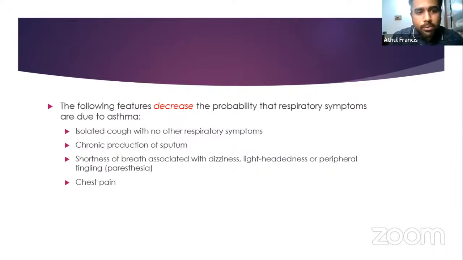So what are the features which decrease the probability that the respiratory symptoms are due to asthma? An isolated cough with no other respiratory symptoms, or chronic production of sputum. This is more seen in COPD and bronchiectasis, when there is chronic mucoid expectoration of sputum. Then shortness of breath associated with dizziness, lightheadedness, or peripheral tingling, more of a systemic condition, and chest pain. Chest pain is very rare in asthma unless it's a cardiac condition which has developed asthma at a later date.